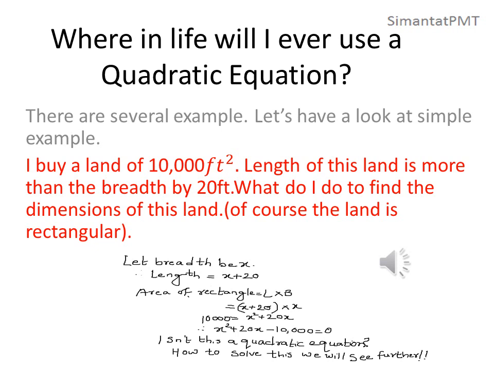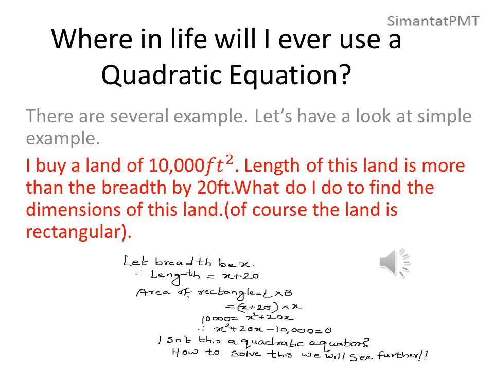I buy a land of 10,000 square feet. I only know that the length of this land is more than the breadth by 20 feet. Now what do I do to find the dimensions of this land? Of course, it is understood that the land is rectangular. So I assume that the breadth of this rectangular piece of land is x. So its length will be x plus 20.